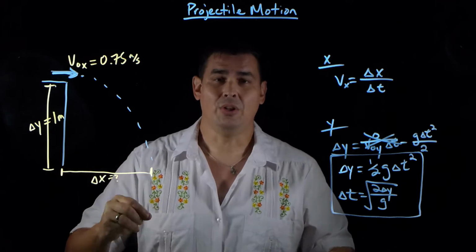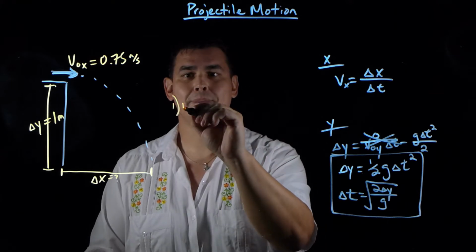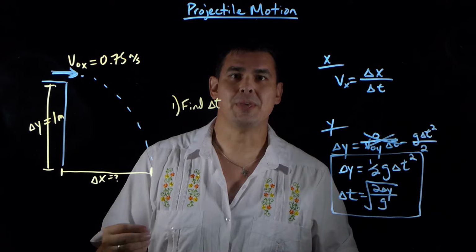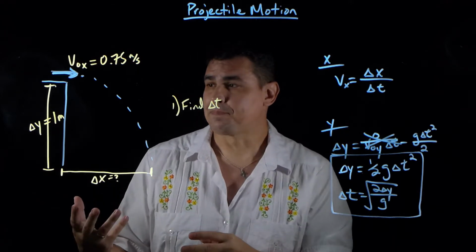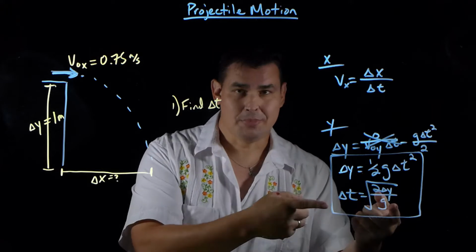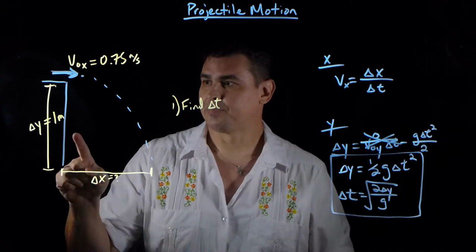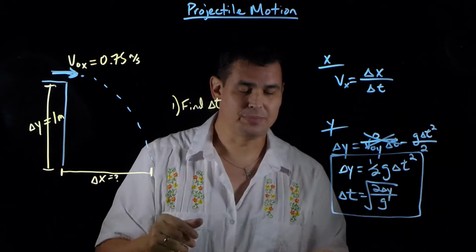So always, always, always in projectile problems, the first thing you need to do is find the time interval. Have to do that first, okay? So let's look at what we have and see how we can figure out time. So let's jump to this one. That would be easy. Time is the square root of 2 times the height divided by g. I know the height, I know g, so I can use this equation.